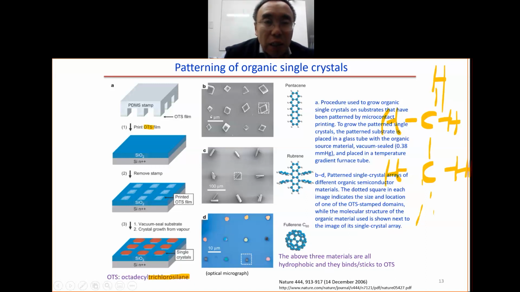You can see they got condensed and form the nucleus at the ink area. It formed a single crystal. They grow organic single crystals onto the ink layer.